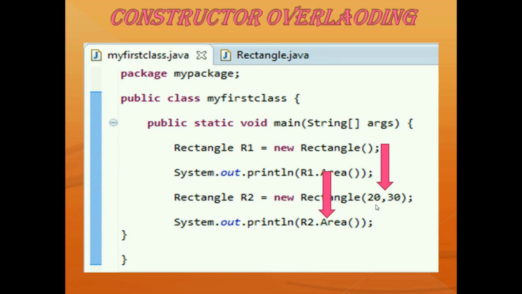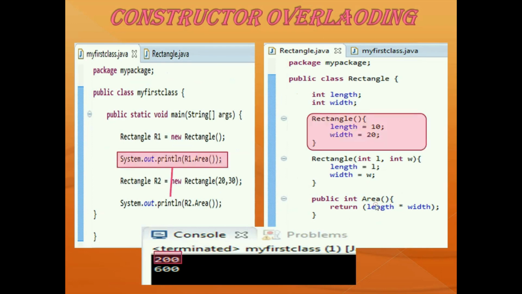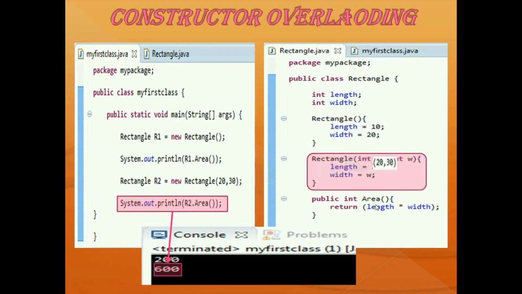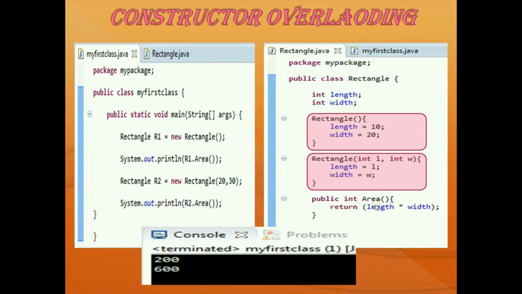Now when we run the program, the first one gives us the product of these values, 10 into 20, which is 200, and the other gives us the multiplication of 20 into 30, which is 600. So we can define multiple constructors with different arguments as required in our classes.